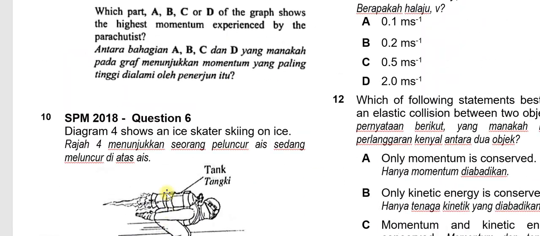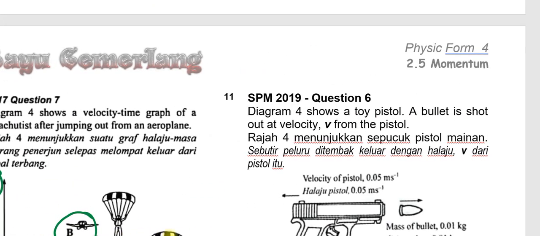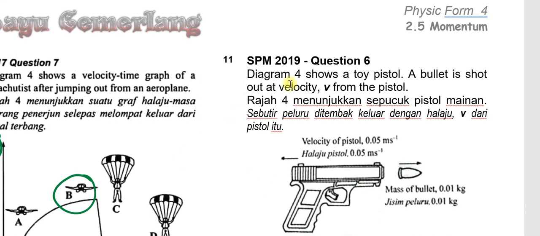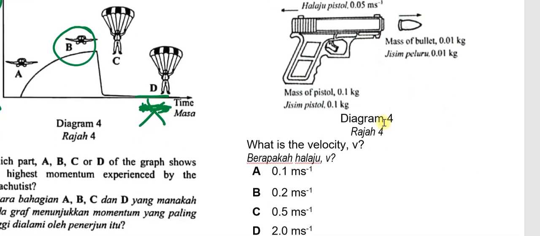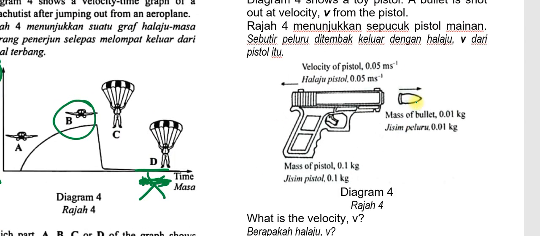Okay? Right. Question 11. See, the question is challenging. Diagram 4 shows a toy pistol. A bullet is shot out with velocity v from the pistol. Basically an explosion question. Look carefully at how I solve explosion. For explosion you must know the formula: m1u1 plus m2u2. Actually m1v1 plus m2v2. Initially both will be at rest in any explosion, so it equals 0.